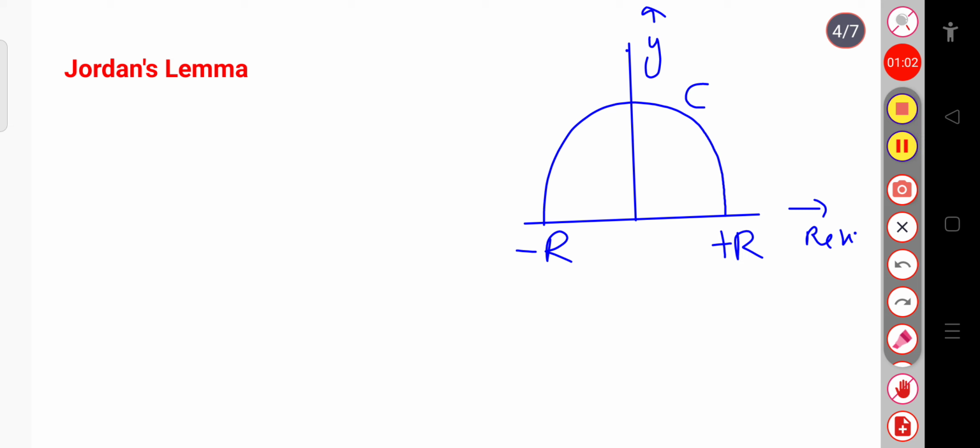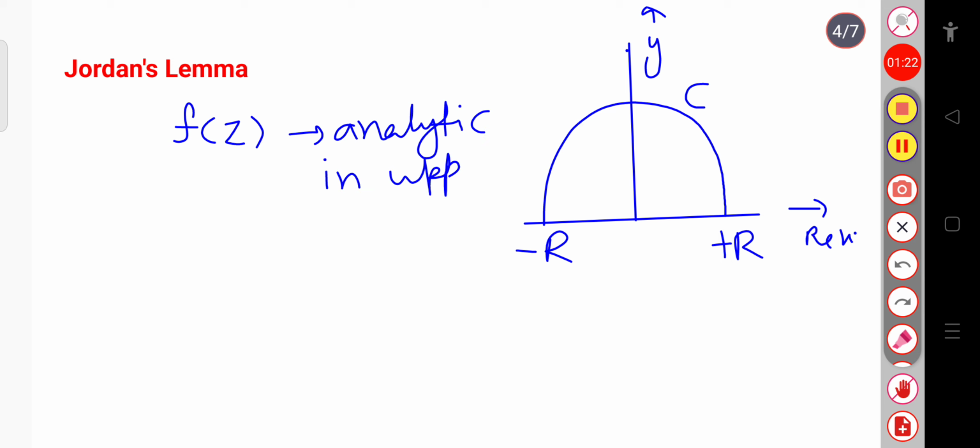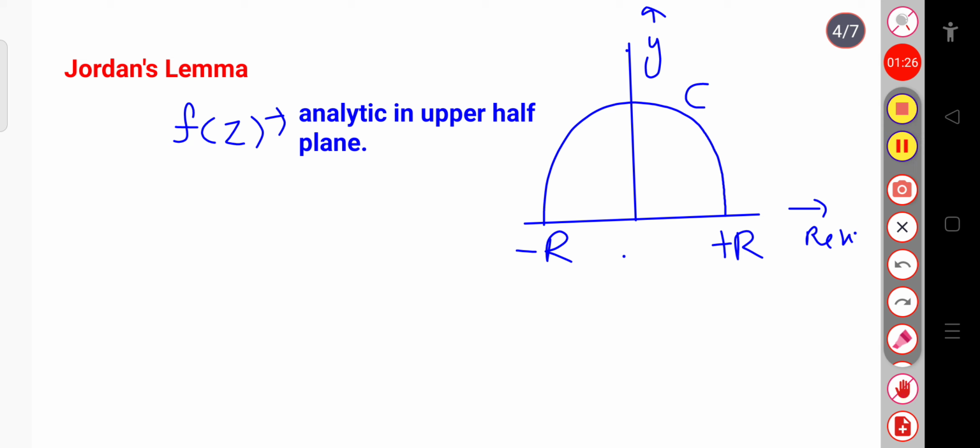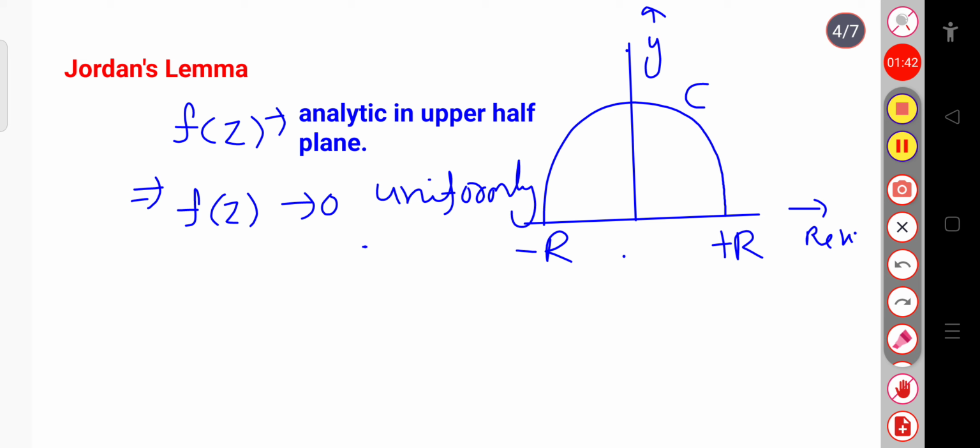So what is this Jordan's lemma? It says that if the function f of z, a function of a complex number, satisfies the first condition, that it should be analytic in the upper half plane, and the second condition, that f of z tends to 0 uniformly when z tends to infinity, that is modulus of z tends to infinity, when the argument of z lies between 0 to pi. This is the second condition.